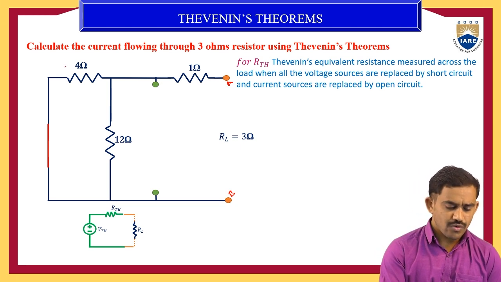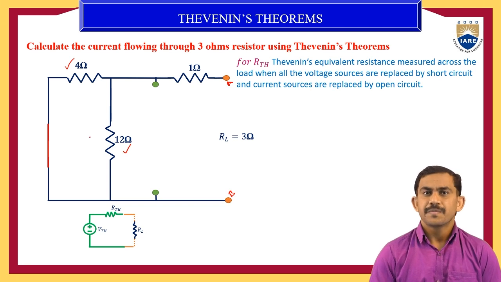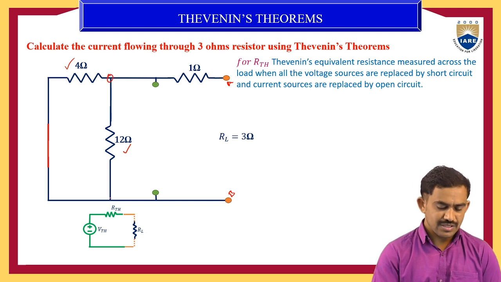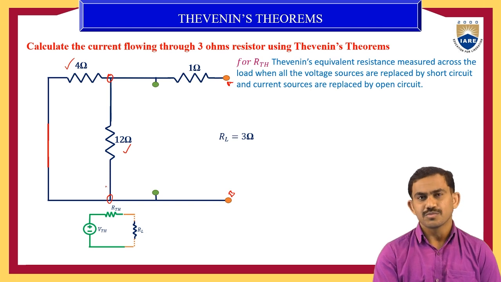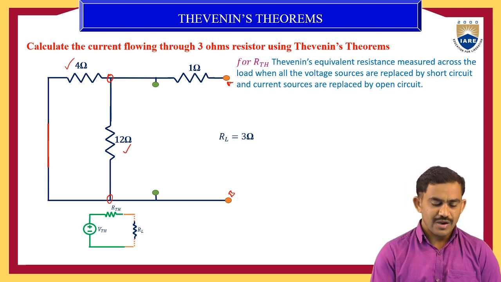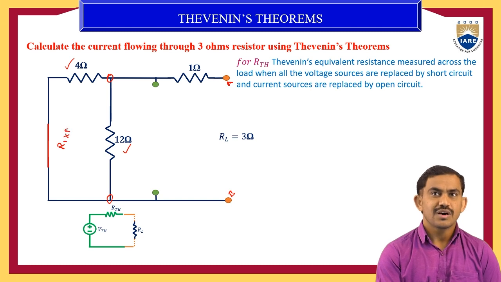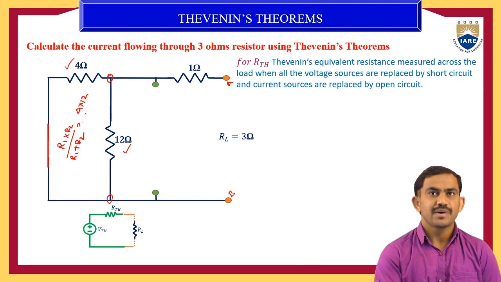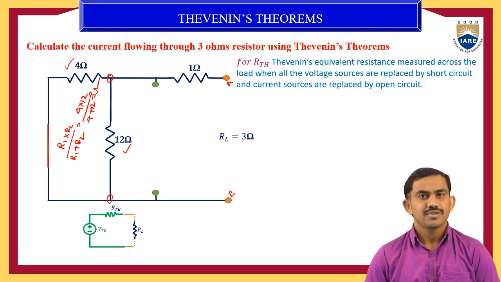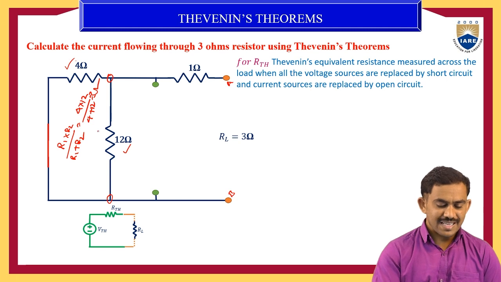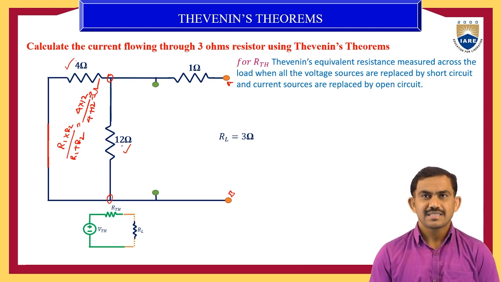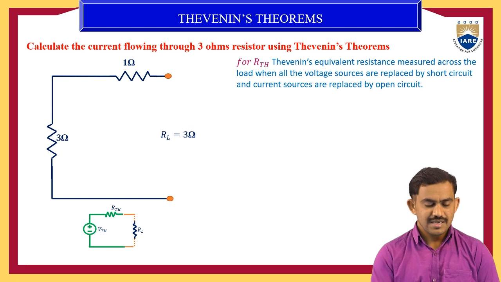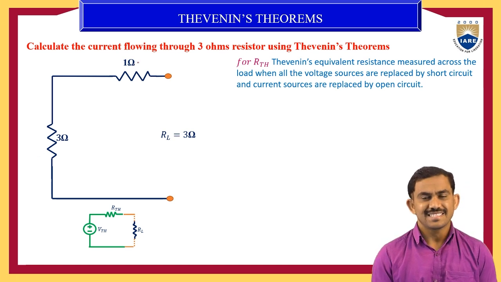Now in this circuit, is there any series or parallel? Yes, the 4 ohms and 12 ohms are both in parallel. Between these nodes we have both the 4 ohms and 12 ohms in parallel. Parallel means we have the formula R1 into R2 by R1 plus R2. Substituting the values, 4 into 12 by 4 plus 12, we get 3 ohms directly. Now the 4 ohms and 12 ohms can be converted to a single 3 ohm resistor, and the 1 ohm resistor remains as it is.